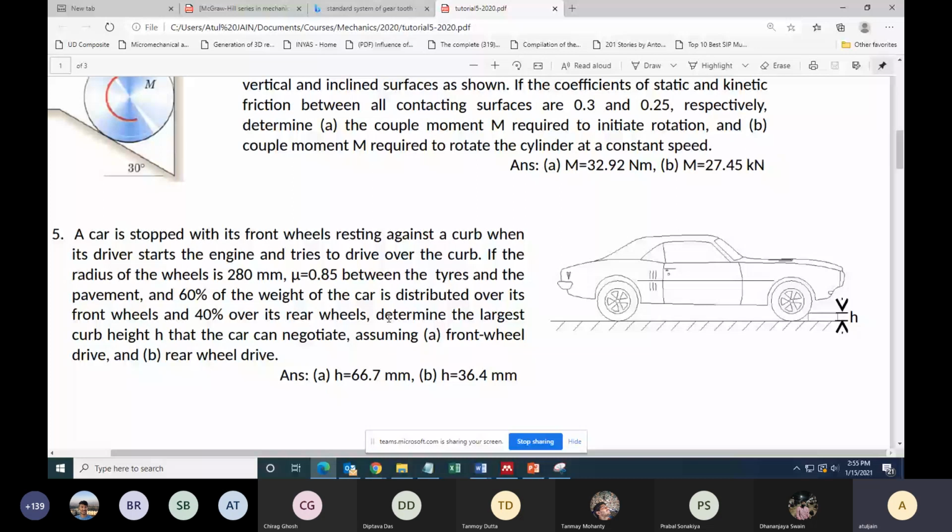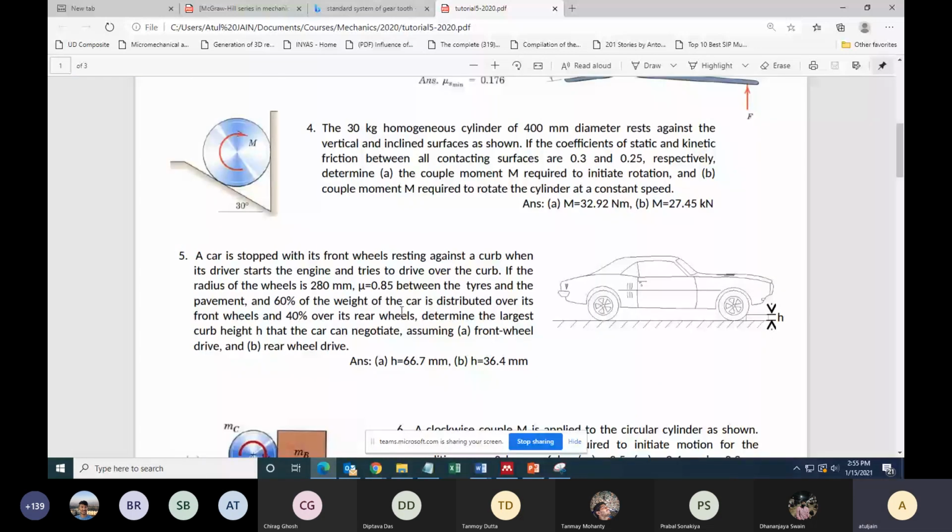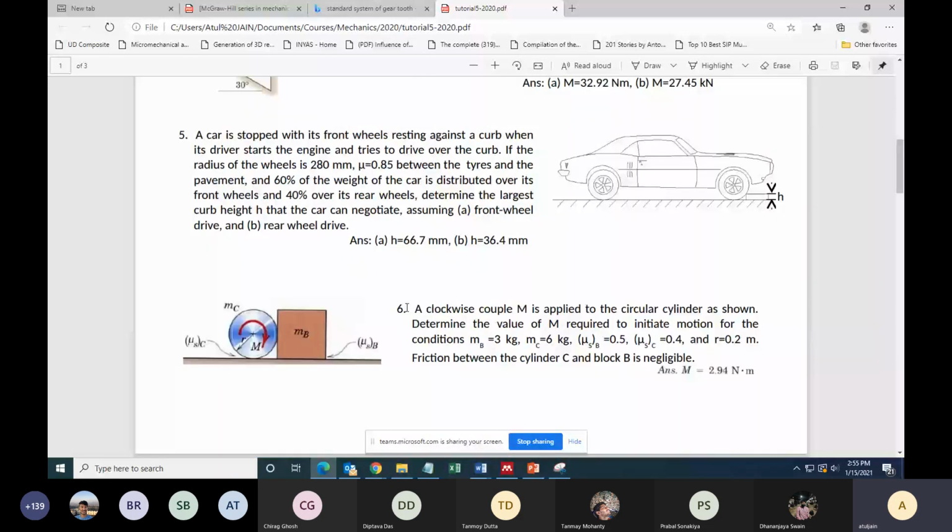Okay, good. Question number 6, were you able to do it? If you have not done it, please try to do it because it is somewhat intricate. There are many things happening in this question. A clockwise couple M is applied to the circular cylinder as shown. Determine the value of M to initiate the conditions of motion where MB and MC is given.